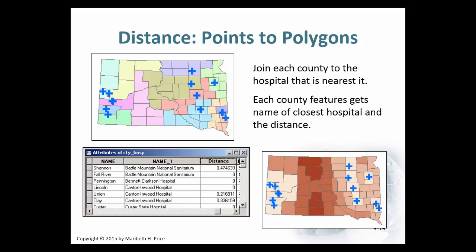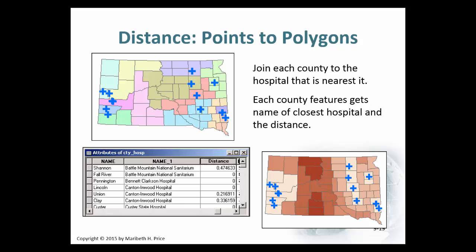The long hatchet-shaped county in western South Dakota, Pennington County, has several hospitals. Since all three lie inside Pennington, they technically have a distance of 0. And Pennington's closest hospital was arbitrarily assigned based on which hospital was found in the table first. The blue counties in the central part of the state were assigned to a different hospital in Pennington.